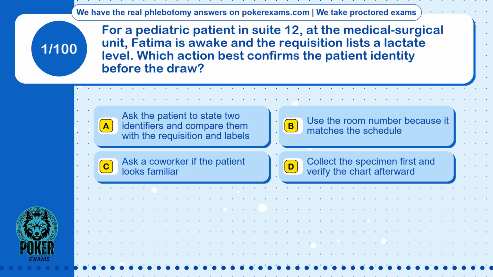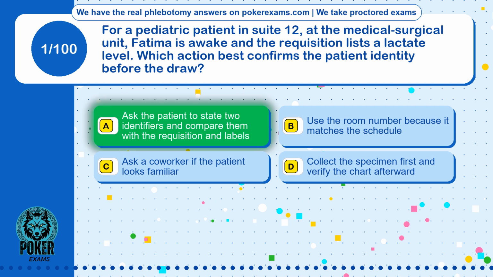Question 1. For a pediatric patient in Suite 12, at the medical surgical unit, Fatima is awake and the requisition lists a lactate level. Which action best confirms the patient identity before the draw? Option A. Ask the patient to state 2 identifiers and compare them with the requisition and labels. Option B. Use the room number because it matches the schedule. Option C. Ask a coworker if the patient looks familiar. Option D. Collect the specimen first and verify the chart afterward.